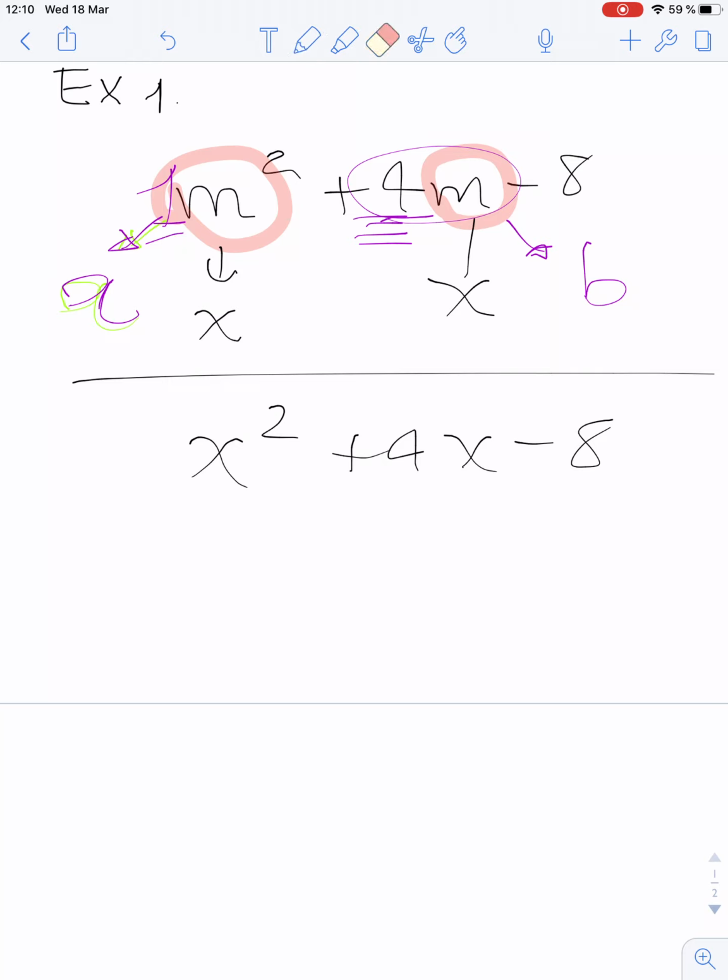Okay, guys, try to complete the first worksheet by using this information. In the second video, I'm going to explain how to organize the expression and then find the vertex.